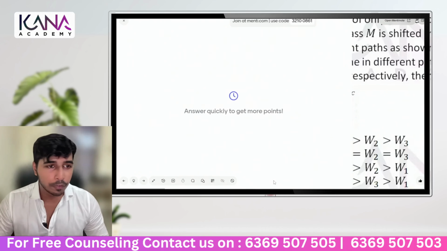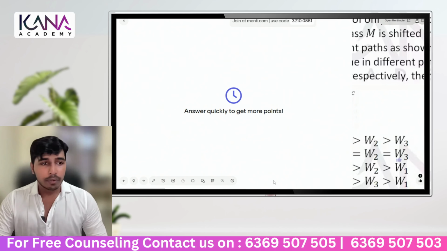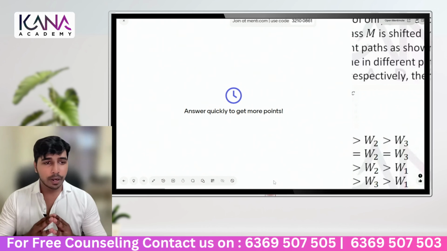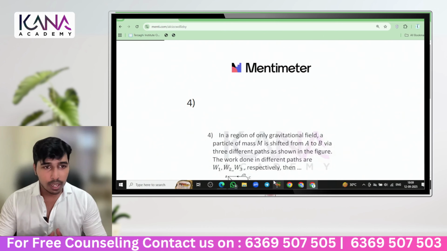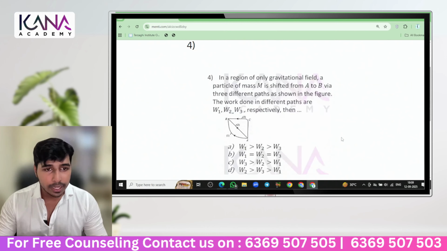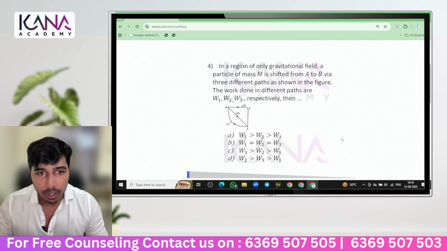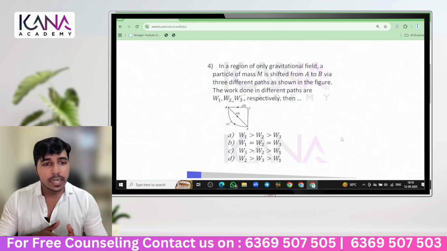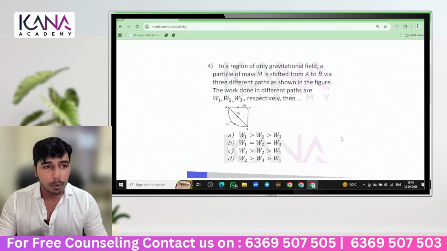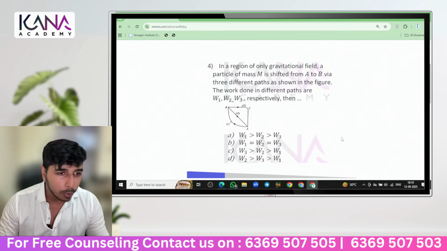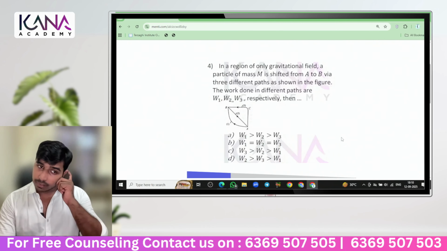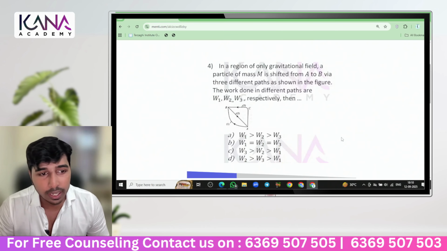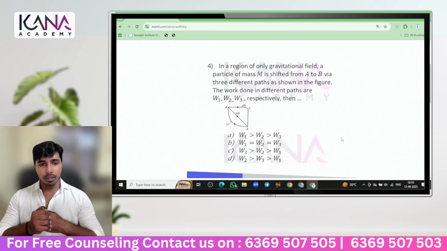Fourth question out of 25 MCQs. Let's start. In a region of only gravitational field, a particle of mass m is shifted from A to B via three different paths as shown in the figure. The work done in the different paths are W1, W2, and W3 respectively. Then the options are present below, A, B, C, D. Is it ascending or descending? Is it greater or lesser than or equal to? Please check it out.